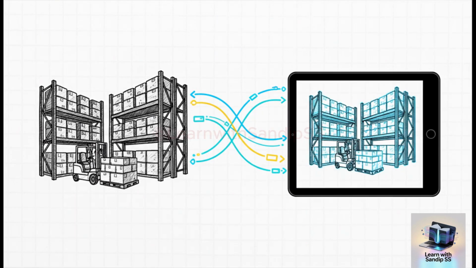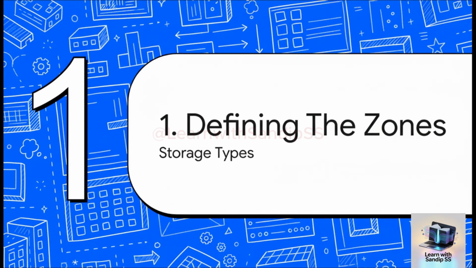And the secret, it turns out, is to build a perfect digital replica of your physical warehouse, what we call a digital twin. Now, this isn't just some static map. It's a living, breathing model that knows where everything is, all the time. Today, we're going to explore the blueprints for building this model inside SAP's Extended Warehouse Management System, or EWM for short.